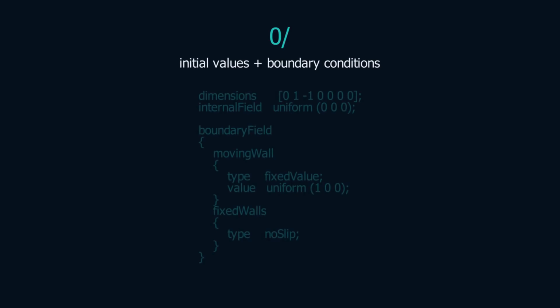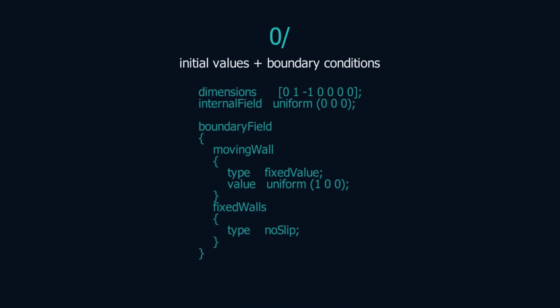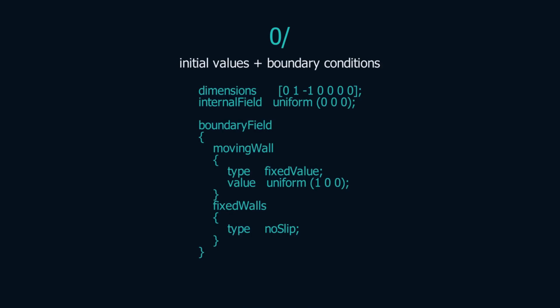The 0 folder. Its name is the start time, time equals 0. Inside are your field variables, velocity, pressure, and so on. 2 parts matter. internalField is the starting value everywhere inside the domain. boundaryField sets what happens at each patch of the boundary. Here the moving wall is driven at 1 meter per second, a fixed value. The other walls use no-slip, the fluid sticks to them. This is the lid-driven cavity you ran last episode.